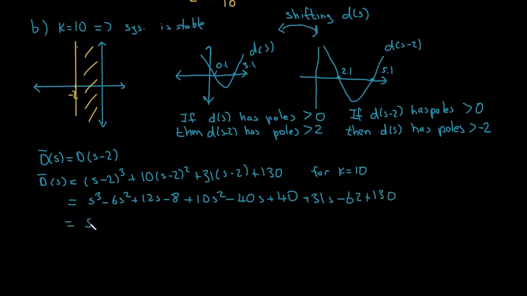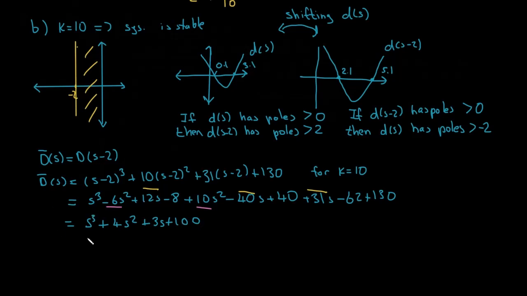And that is equal to, so here is the s cubed, and the s squared terms are here. So it is plus 4s squared, and the s terms are here, there, and there. So it is 12 minus 40 plus 31, that is plus 3s, and the constant terms are 130, 40, 170, minus 8, minus 62 is 100. So that's also 100.